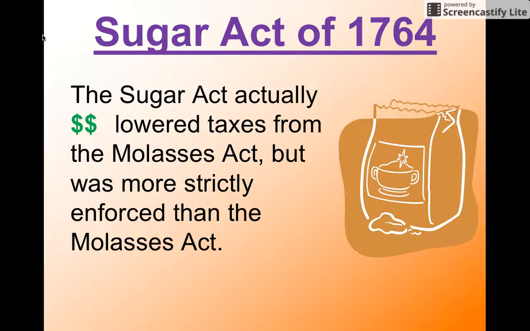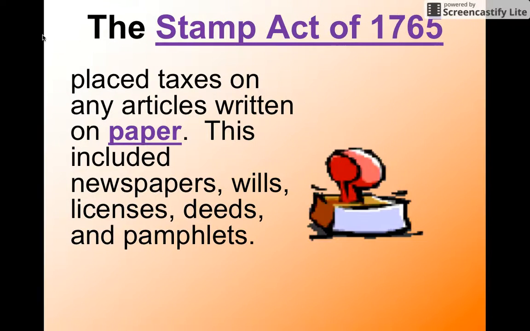The first act was the Sugar Act of 1764. The Sugar Act actually lowered taxes from the previous Molasses Act, but it was more strictly enforced than the Molasses Act. And then we have the Stamp Act of 1765, which was taxes were placed on any articles written on paper.